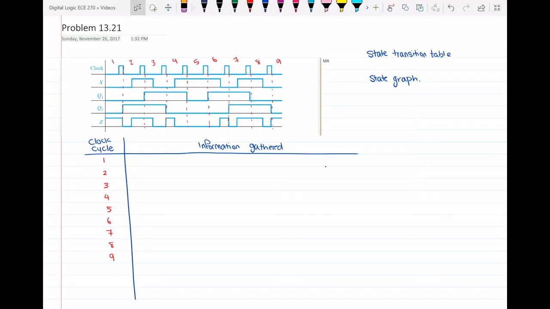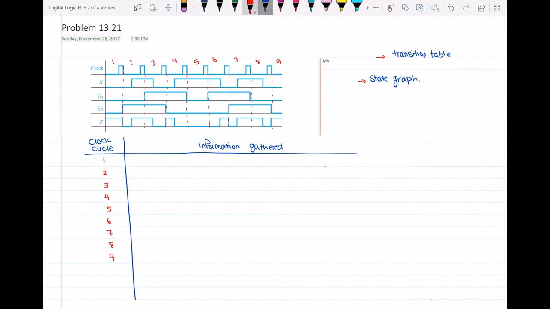Hello everyone. So in this video I will solve problem 13.21. What we have in this question is a Mealy sequential circuit which has one input, one output, and two flip-flops, and the timing diagram of the circuit is given, as you can see. We want to construct the transition table and the state graph.